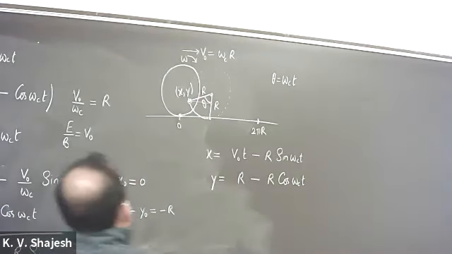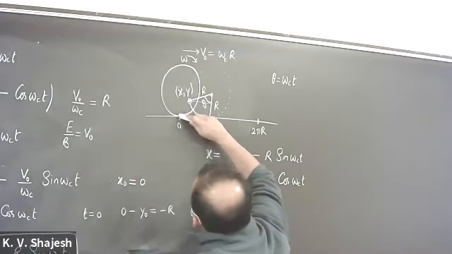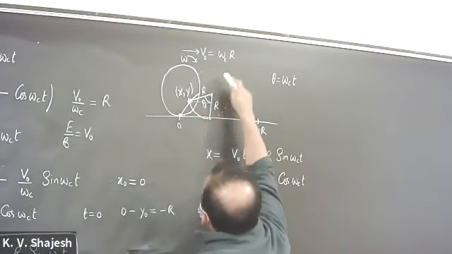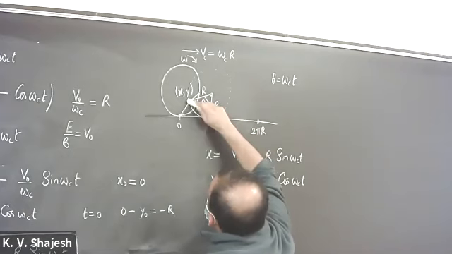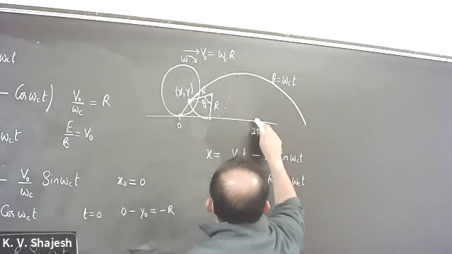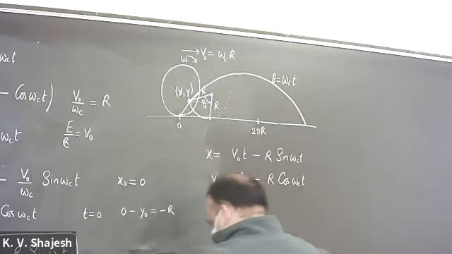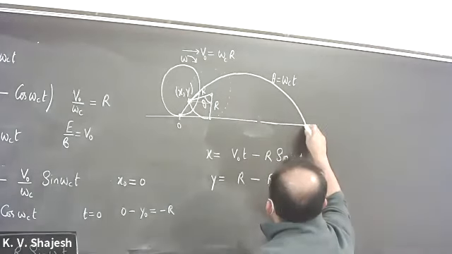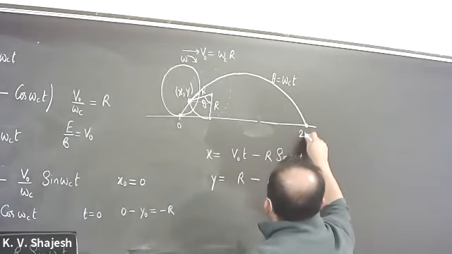So how does this look? You go like this. This point started from here. It went all the way up. So this will go somewhere here to reach the top, and then reach down here. And by the time you reach here, that's your one full revolution. So this is 2 pi r.